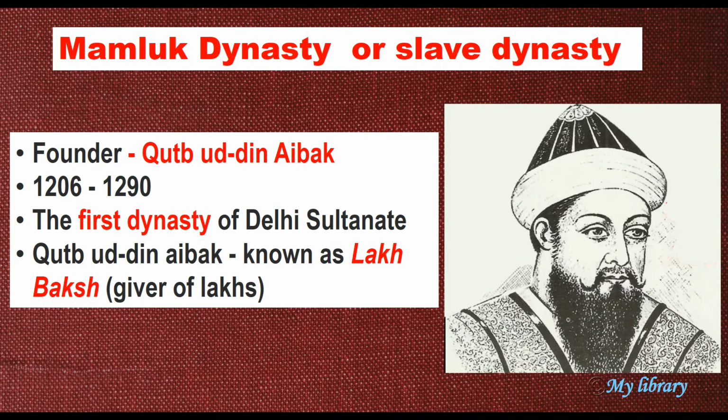The early Turkish rulers, or Mamluk dynasty, or Slave dynasty, was established in Delhi by Qutbuddin Aibak. It lasted from 1206 to 1290. It was the first of the 5 dynasties to rule as the Delhi Sultanate. Qutbuddin Aibak was also known as Lakh Baksh, which means giver of lakhs, for his generosity.